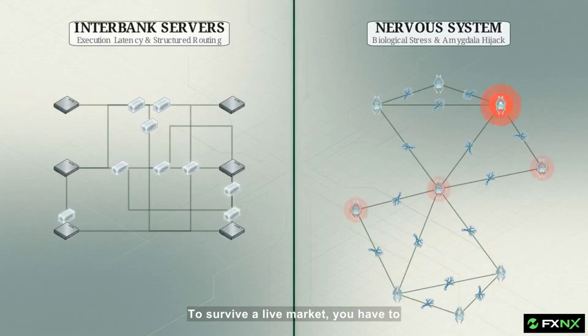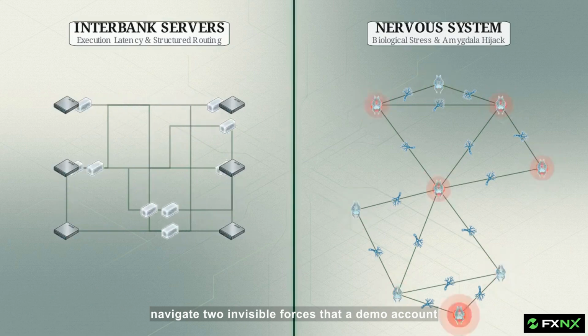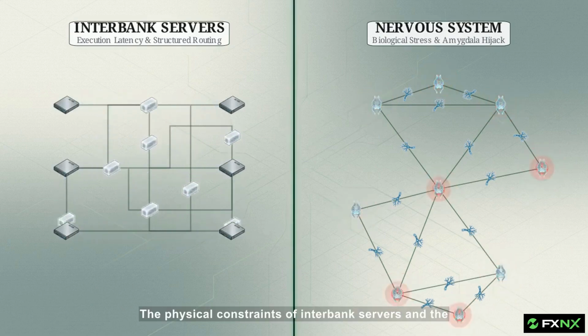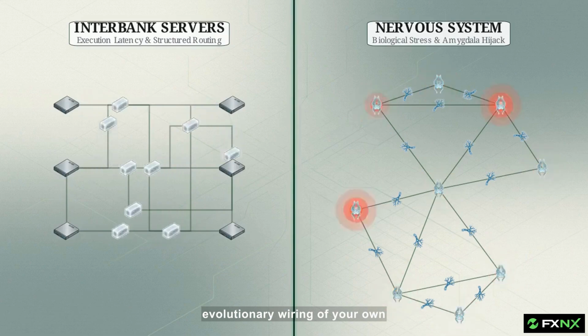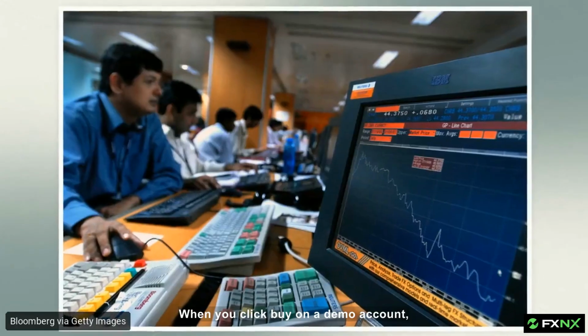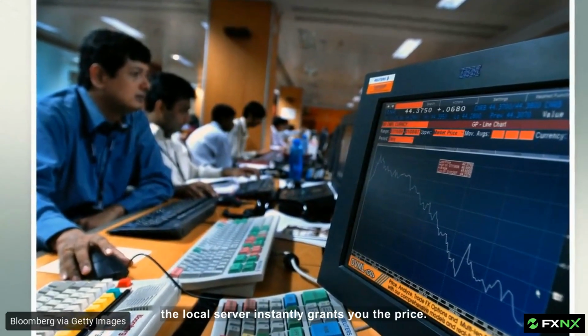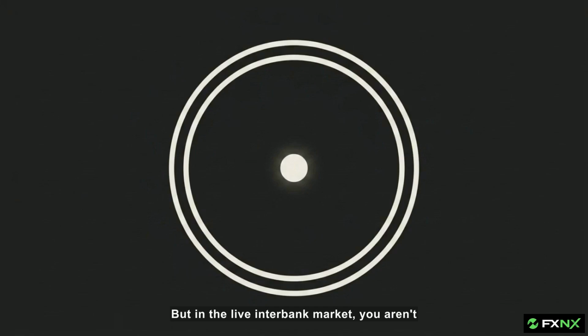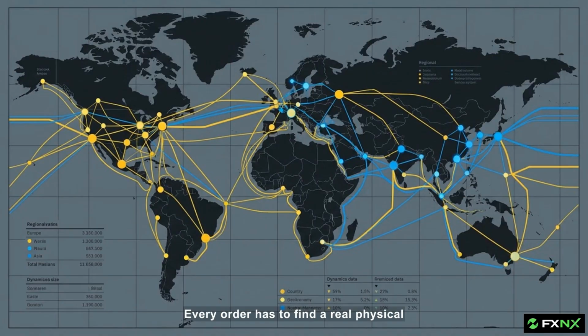To survive a live market, you have to navigate two invisible forces that a demo account entirely hides: the physical constraints of interbank servers and the evolutionary wiring of your own nervous system. When you click buy on a demo account, the local server instantly grants you the price. But in the live interbank market, you aren't trading in a closed loop. Every order has to find a real physical counterparty in a massive global network.